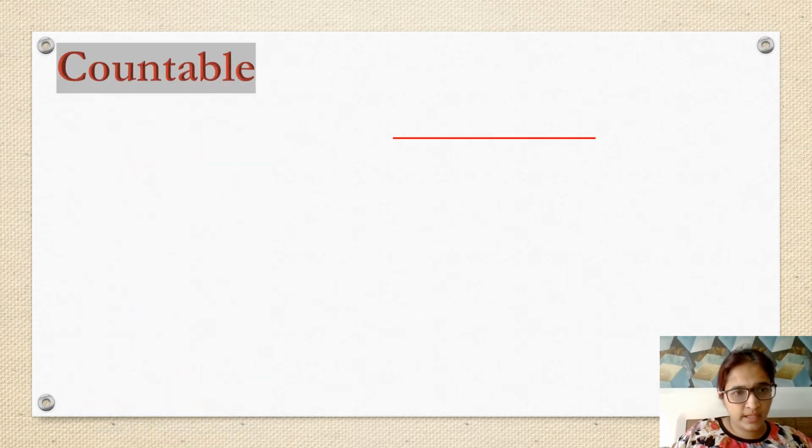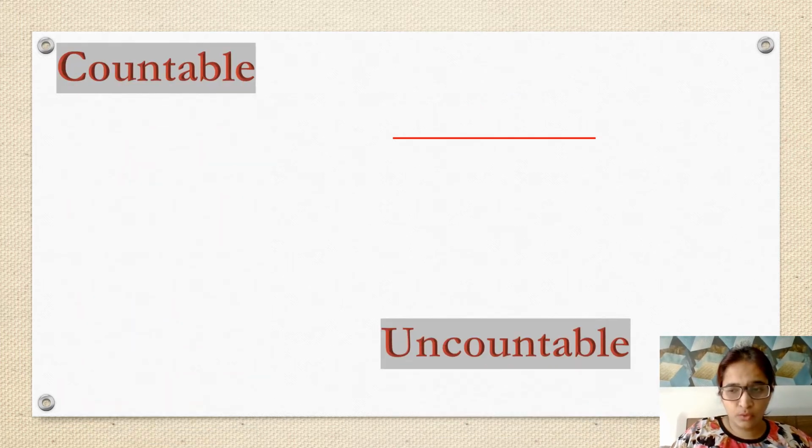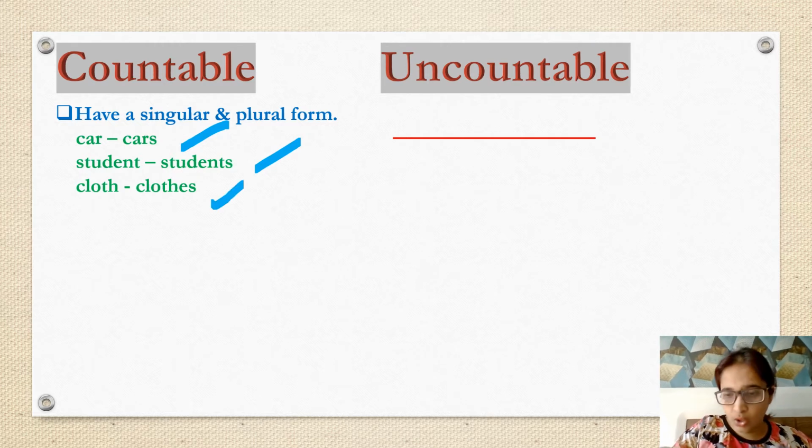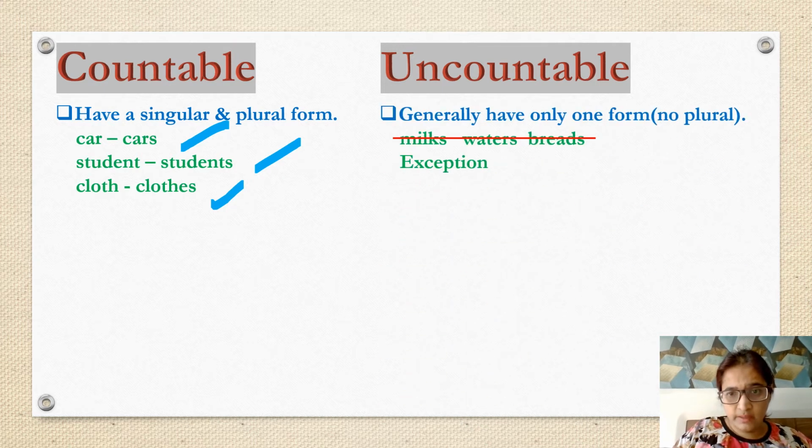Now in case of the next one, we have more on uncountable and countable nouns. It says that countable nouns have a singular and plural form. Okay, countable nouns have a singular and plural form. For example, car, cars, student, students, cloth, clothes. Okay, then you have uncountable nouns. In case of uncountable nouns, we generally have one form only. There is no plural form to it.